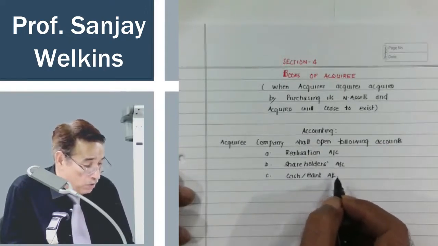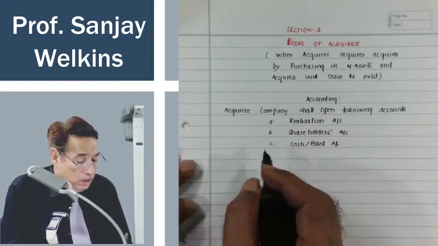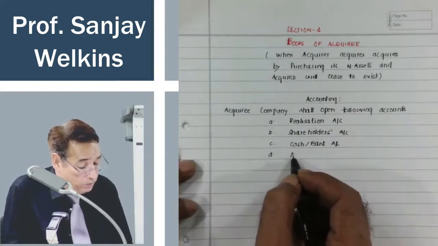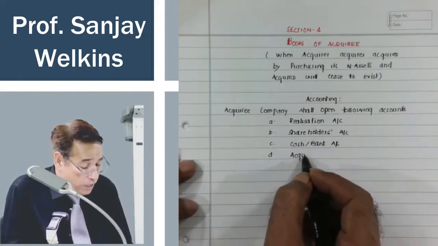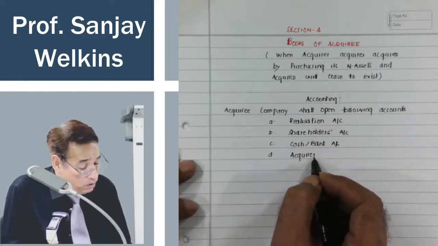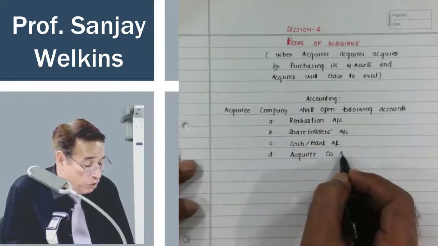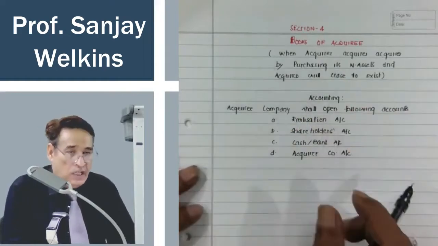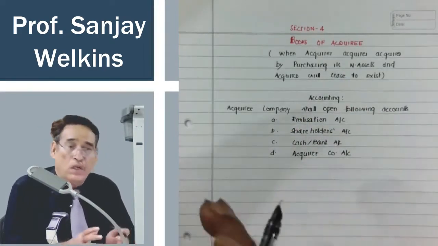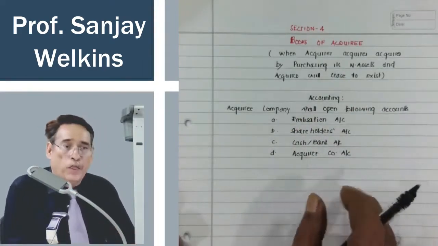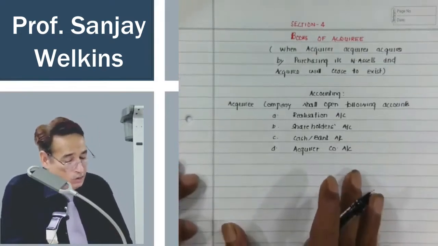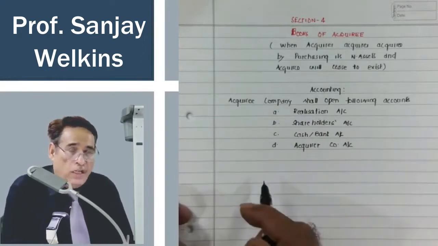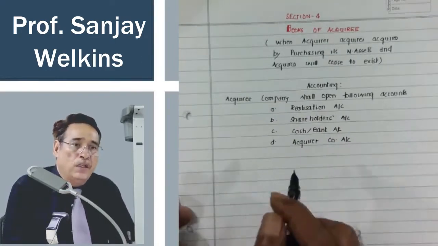Cash and bank account. However, besides these three accounts, the acquiring company is going to open another account, that is, the acquirer company account. The acquiring company is going to receive some purchase consideration because they are selling their net assets. In order to keep track of that, they will have to prepare the acquirer account also. So these are the four accounts which this acquiring entity shall open. Is it clear to you?